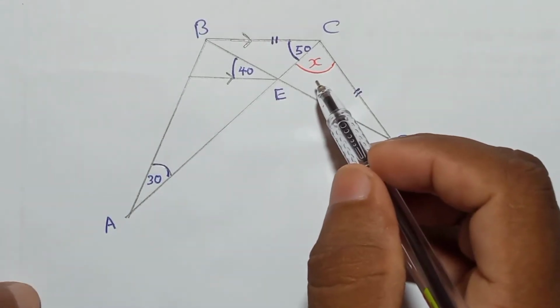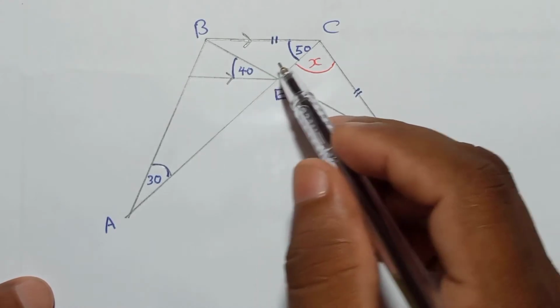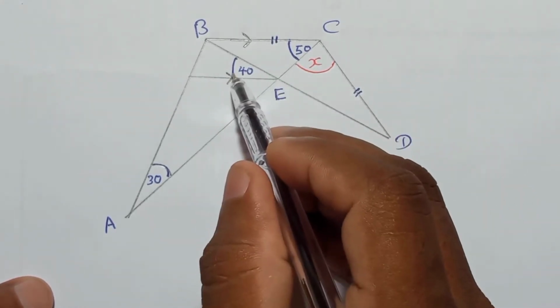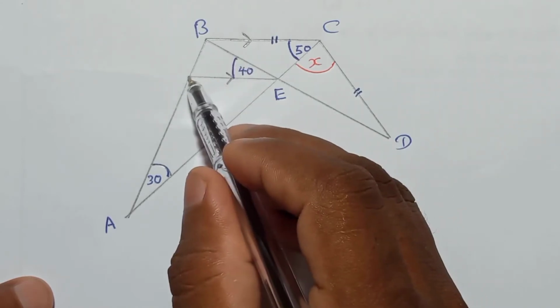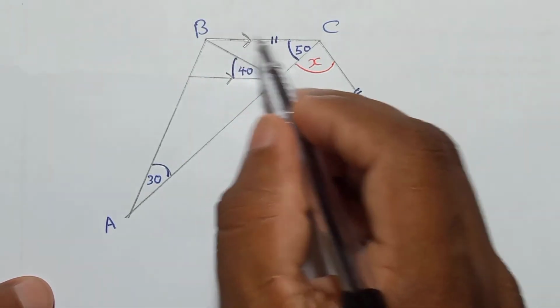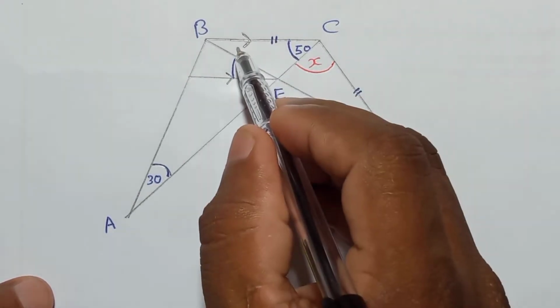Here we need to find the value of x. Now, this is actually a simple one. Not only x, we need to find here. So this is an alternate angle, right? This line is parallel to this line, right? So that's why if this is 40, this also should be 40.